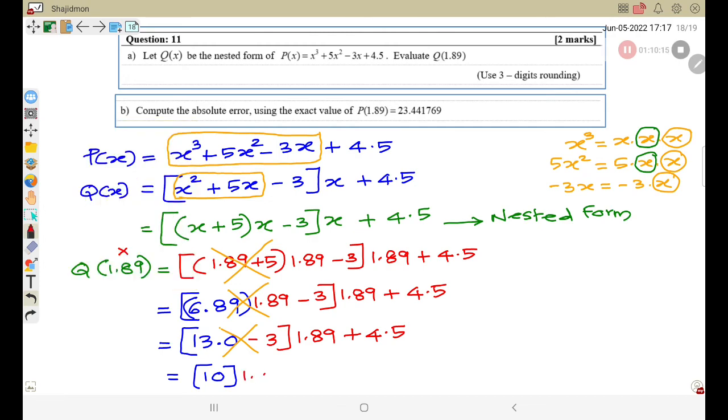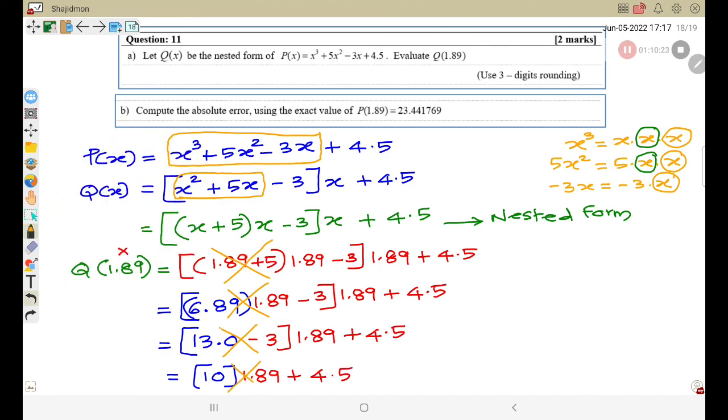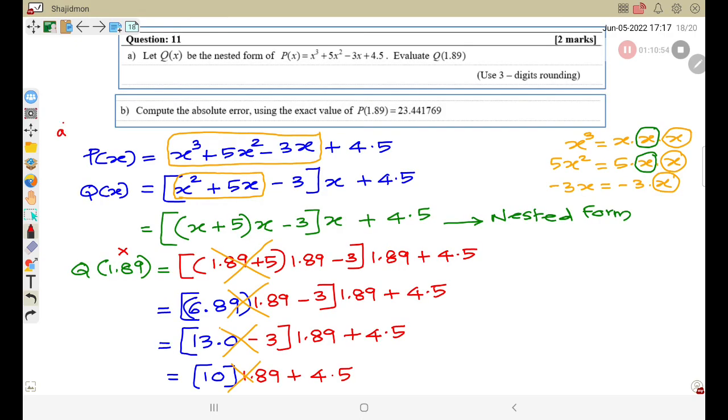What are the other terms? Multiply 1.89 plus 4.5. Now 10 multiply 1.89, that means you will get 18.9, plus 4.5 same. Now totally when you calculate, you will get 23.4. So this is the approximate value. We can represent it as Q star. Q means nested form, star means approximate value. Nested form, approximate value. So this is the A part of the question.